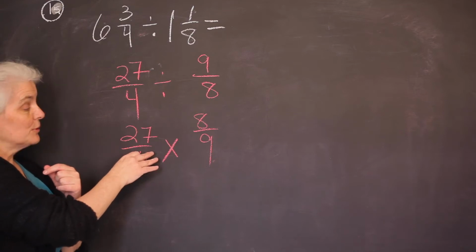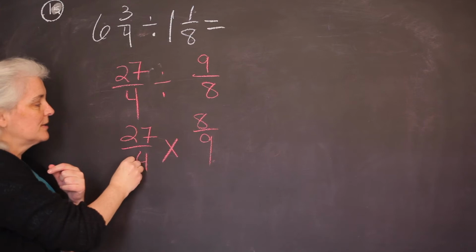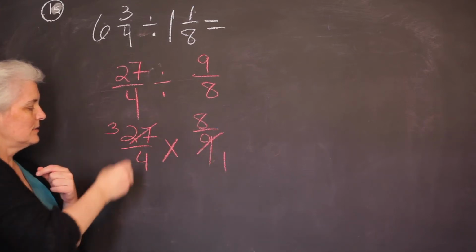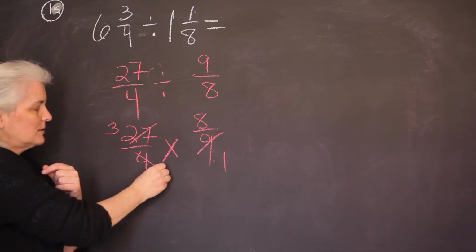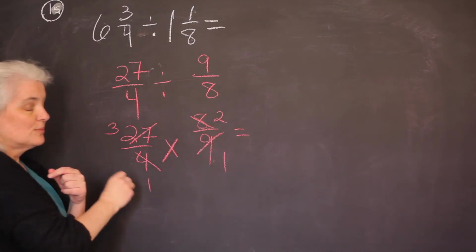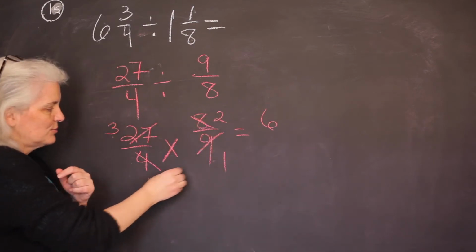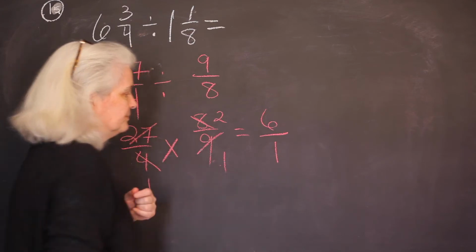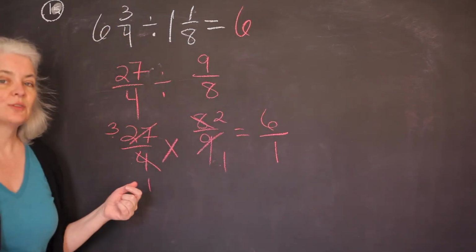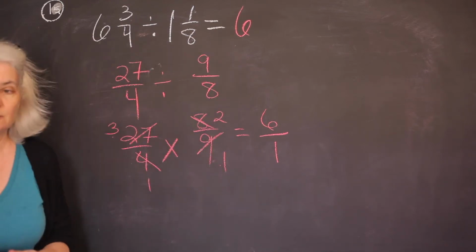Instead, to make this simpler, I can just factor things out of the numerator and the denominator. So I can say 9 goes into 9 once, 9 goes into 27 3 times, 4 goes into 4 once, 4 goes into 8 twice. Then I just multiply the numerators. 3 times 2 is 6. Multiply the denominators. 1 times 1, 1. So my answer is 6, because I'm supposed to write it in simplest form, so I don't need the denominator of 1, so I just get 6.